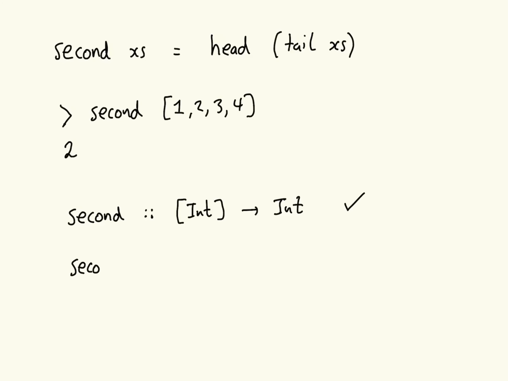So second, the best type for it is to say it takes a list of anything and gives you back a single thing of the same type. So that's kind of 2 ticks for that one. They're both perfectly valid types for the function, but the second one, the polymorphic one, is better because it's the most general type that this function could have. I mean, the integer one is actually an instance of this. If we just say, oh, the variable a is int, then we get the other one.